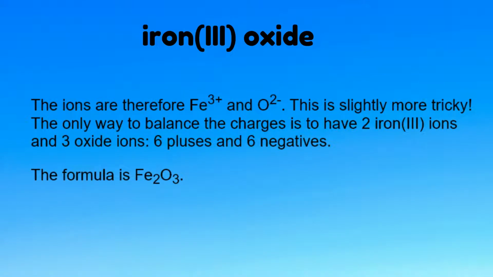Iron 3 oxide, Fe3+ and O2-. In order to balance, there should be 2 iron 3+ ions and 3 O2- ions. Therefore, it becomes 6 positive charges and 6 negative charges. Then the formula becomes Fe2O3.